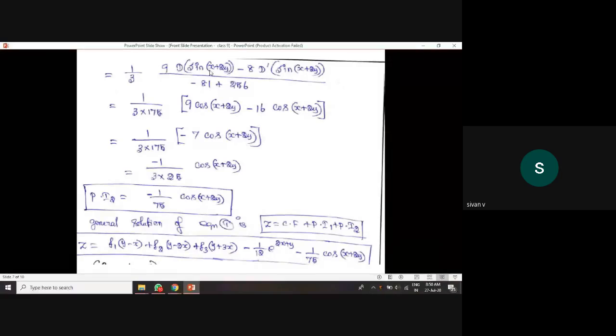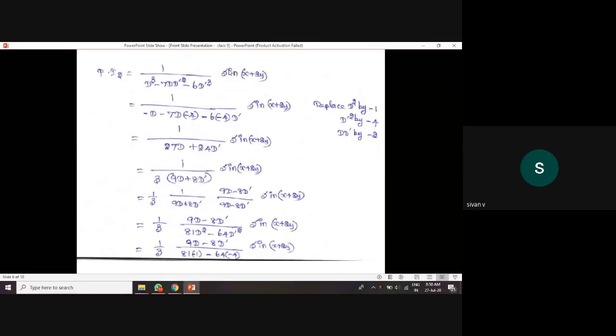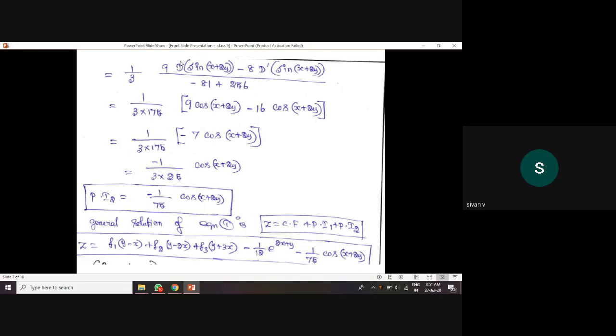See that? The numerator, 9D minus 8D dash of sine of x plus 2y, means you can just operate here: 9D of sine of x plus 2y minus 8D dash of sine of x plus 2y. This is the step only being written here: 9 into D of sine of x plus 2y minus 8 into D dash of sine of x plus 2y. D means partial derivative with respect to x, and D dash means partial derivative with respect to y.